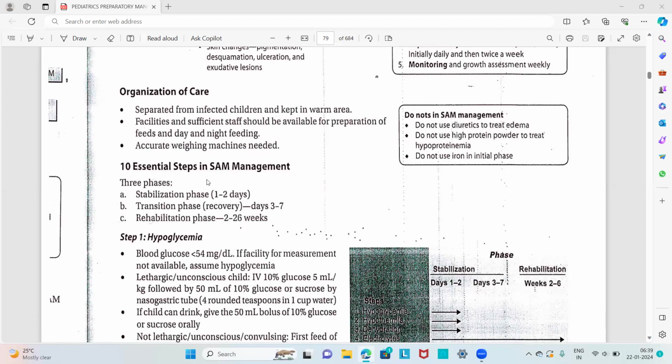These are the 10 essential steps in the management of severe acute malnutrition, which is also an important short note. These 10 steps are divided into three phases: the stabilization phase, the transition phase, and the rehabilitation phase. The stabilization phase lasts for 1 to 2 days, the transition phase lasts from day 3 to 7, and the rehabilitation phase lasts for 2 to 26 weeks.